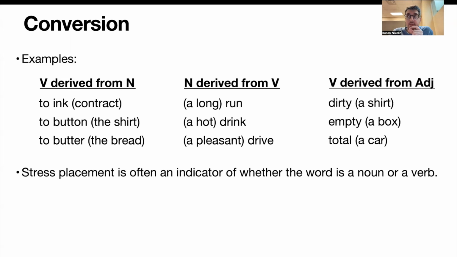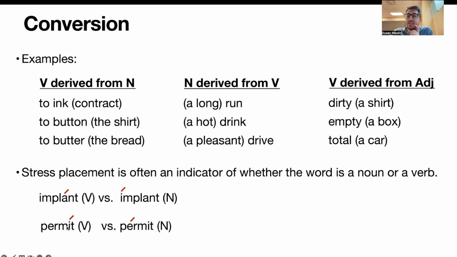Another very important part of conversion is stress placement. For example, for implant versus implant, the stress is different. This first one has stress on the second syllable, implant. The second one has stress on the first syllable, implant. Permit is the same case, permit versus permit, right? So there is a stress change in these, such as content, contrast, contrast, right? These are also conversion.